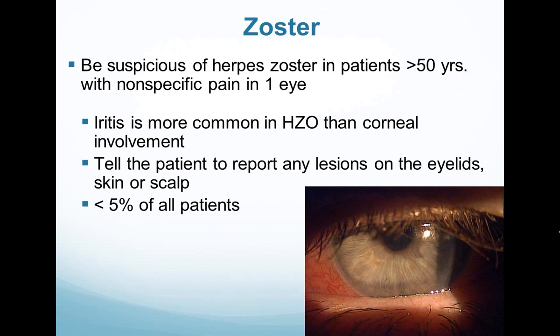Zoster, will that be an older patient? Here's a zoster eye. This person has lesions on the eyelid, the nose, the forehead. So we could tell what it was by looking around the face. The big, though, most common finding of HZO or shingles in the eye is iritis. So don't forget to look at the iris, the anterior chamber, I should say, very closely when you have a patient who has zoster. That's the most important finding. 43% of all patients with HZO have an iritis.